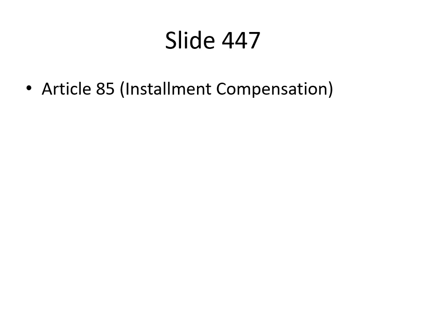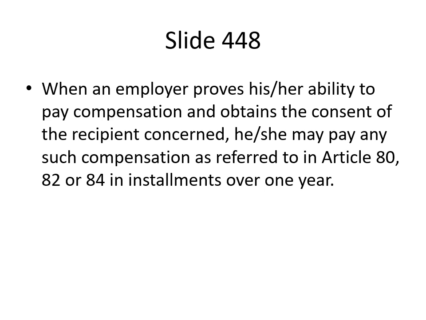Article 85, Installment Compensation. When an employer proves his/her ability to pay compensation and obtains the consent of the recipient concerned, he/she may pay any such compensation as referred to in Article 80, 82 or 84 in installments over 1 year.